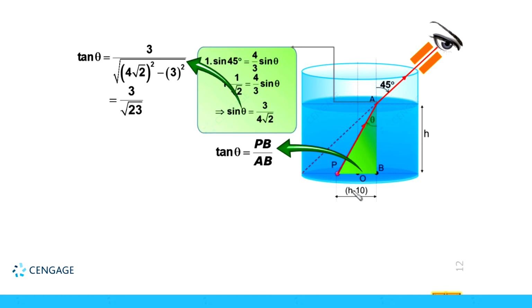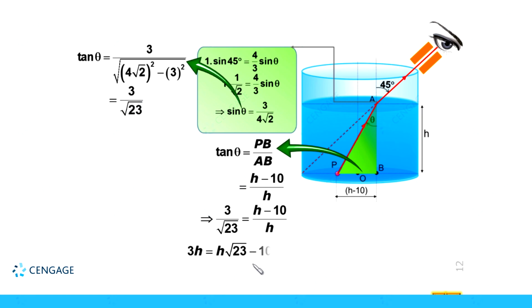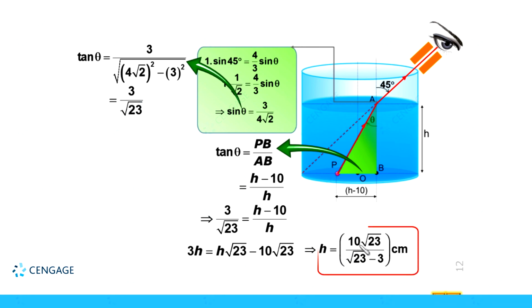Now we can write PB equal to h minus 10 and AB equal to h. So tan theta equal to h minus 10 divided by h. Correct? Now we can equate the value of tan theta which we have calculated here and the tan theta which we have calculated here. Let us equate these two values like this, and we know here the value h is the only unknown. We can calculate the value of h from this relation. Let us cross multiply and rearrange, and we'll get the value of h like this. That is, h equal to 10 root 23 divided by root 23 minus 3 centimeter.